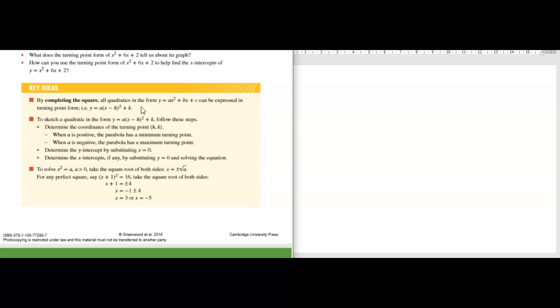So it might be a good idea, if you've forgotten it, to go back to that booklet that I gave you at the end of last term to refresh your memory. I'm pretty sure these same key ideas are in that booklet.